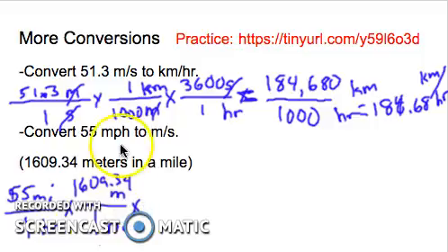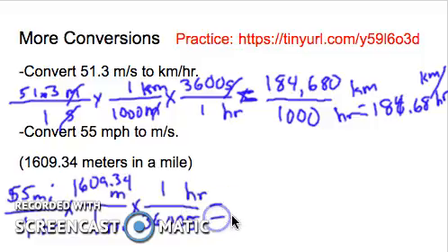So now we need to get rid of the hour. 1 hour, and we're converting to seconds. So we've got to have this conversion one where the hour is on the top line because this hour is on the bottom, and we're converting to seconds. So how many seconds are in an hour? It is 3,600, just like we had in the one before.